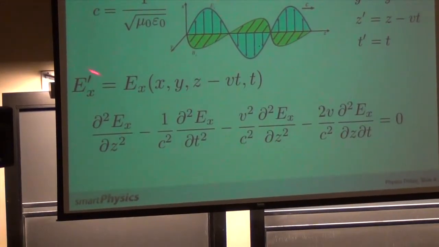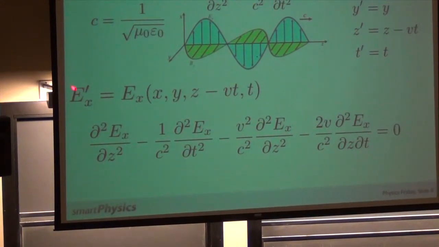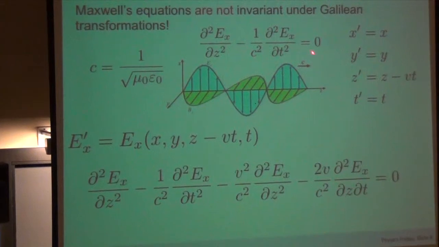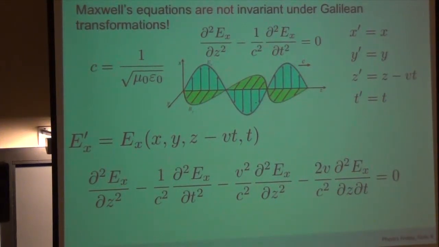So how do I figure that out? Well, in the new frame, Ex prime, I just sub in the coordinates that I have for my boosted frame. And then I have to actually act with these partial derivative operators. The key point here is this partial derivative with respect to t, this thing's called the Del Maestro, I think.